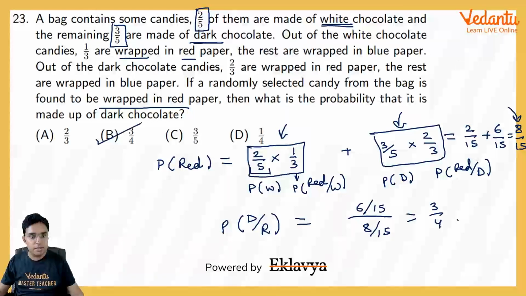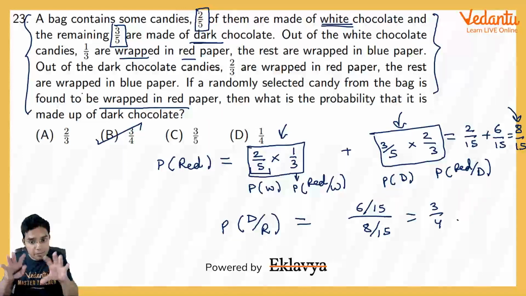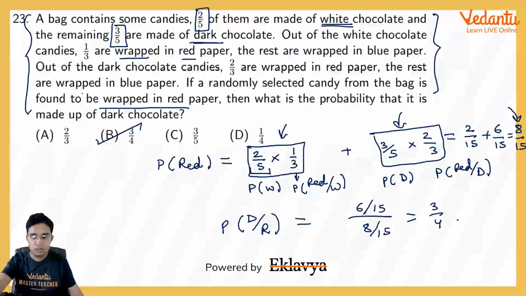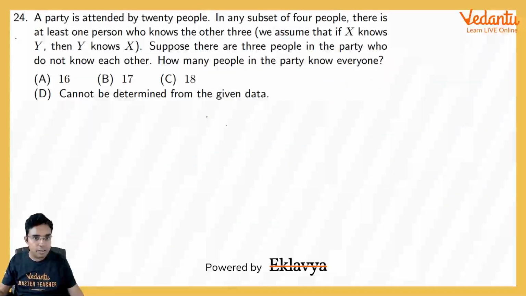B is the answer. Such questions are really difficult to read and to understand in the beginning because so much English is written. But once you understand the question, there is nothing in such questions. Just practice more on such questions. Coming to the next question, that is 24.